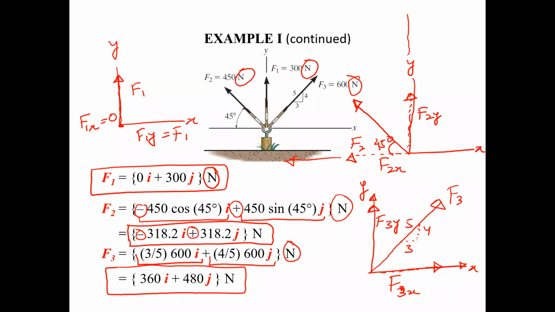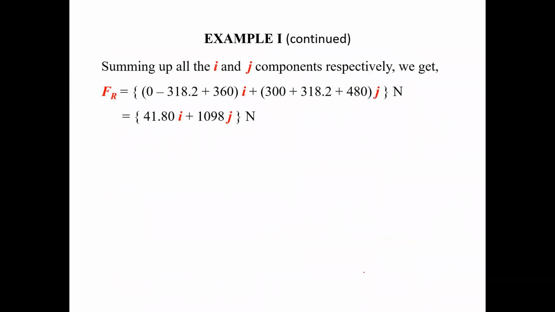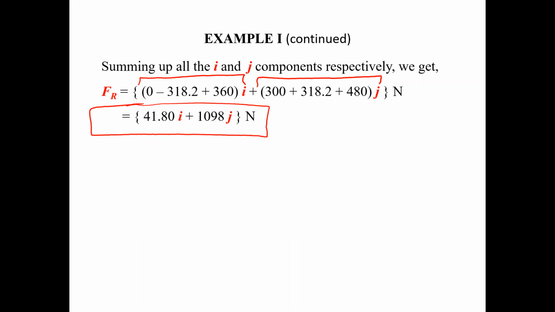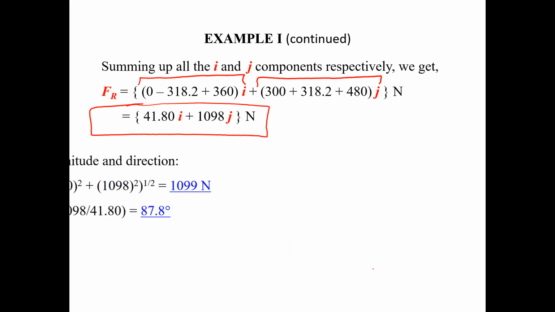All right, so after we are done with this, let's move forward. Now sum up all the I and J components or X and Y components respectively, right? So here we add up all the I components or X components. Here we add up all the Y components or J components, right? So just add up and you get here. So this is your FR, right? 41.8 times I plus 1098 times J newtons. So this is your FR, resultant vector.